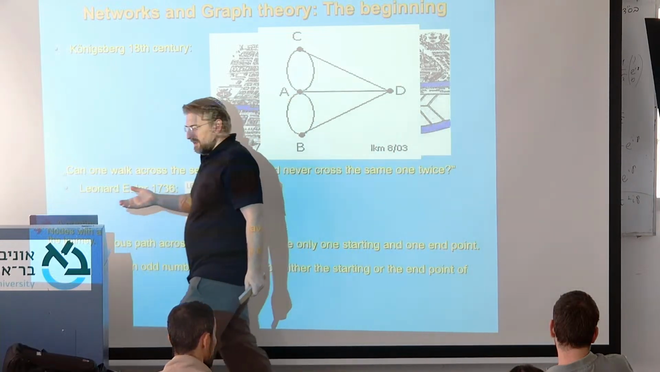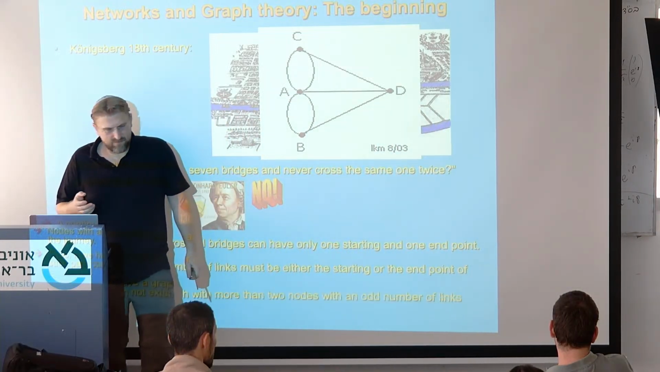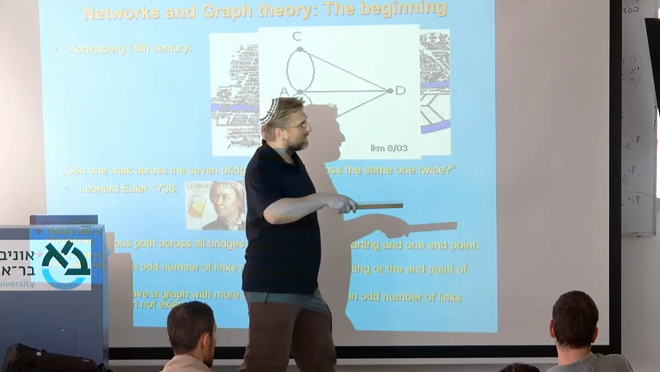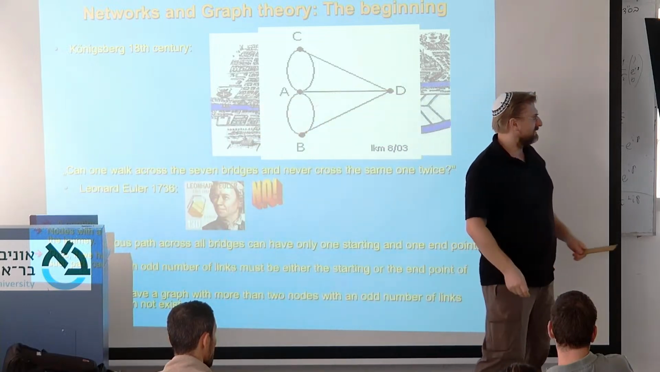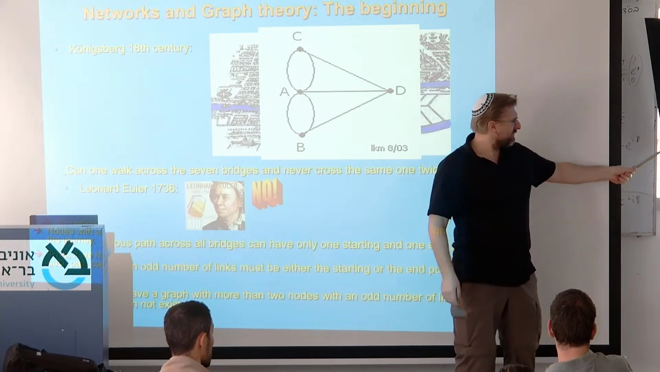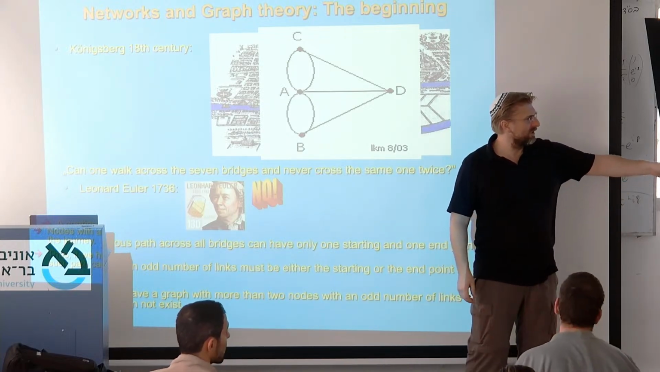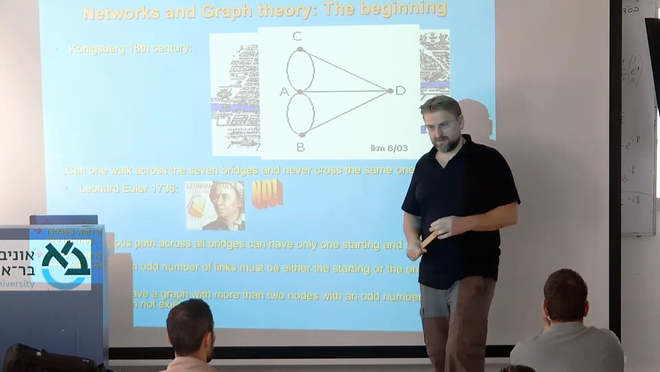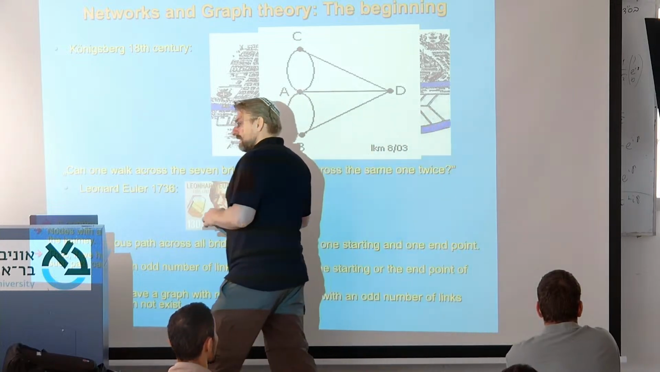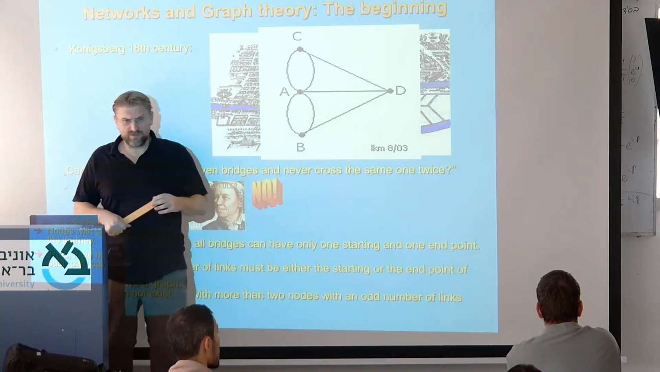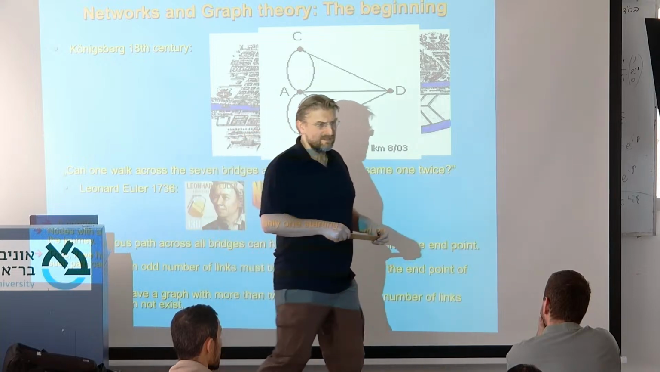So you have more than 2 nodes that have an odd number of links. So therefore, you cannot go on such a journey. So if you have a graph with more than 2 nodes with an odd number of links, such a path cannot exist. So we just solved this now in 5 minutes.